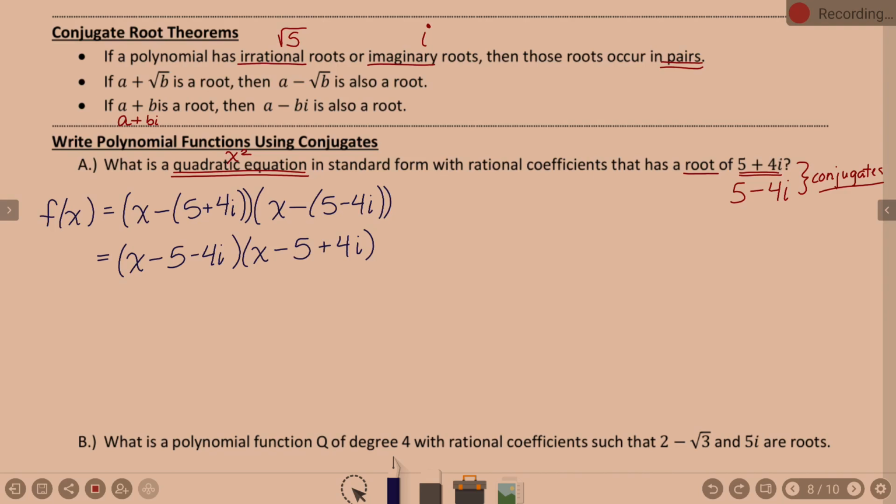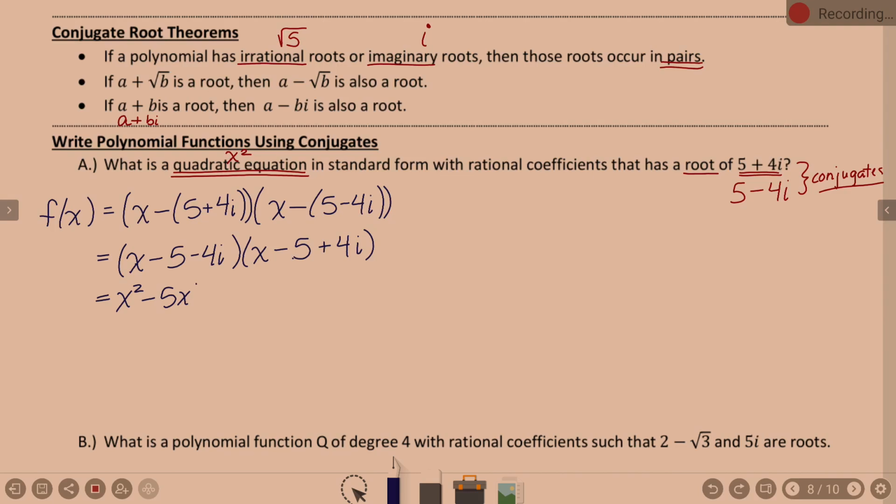So, okay. This isn't exactly FOIL, is it? Because it's more than 2 by 2. But it's kind of like FOIL. Everything in the first parenthesis multiplies with everything in the second parenthesis. So, you ready to multiply? I'm going to take x from the first parenthesis and multiply by each of the 3 terms in the second parenthesis. So, x times x is x squared. x times minus 5 is minus 5x.